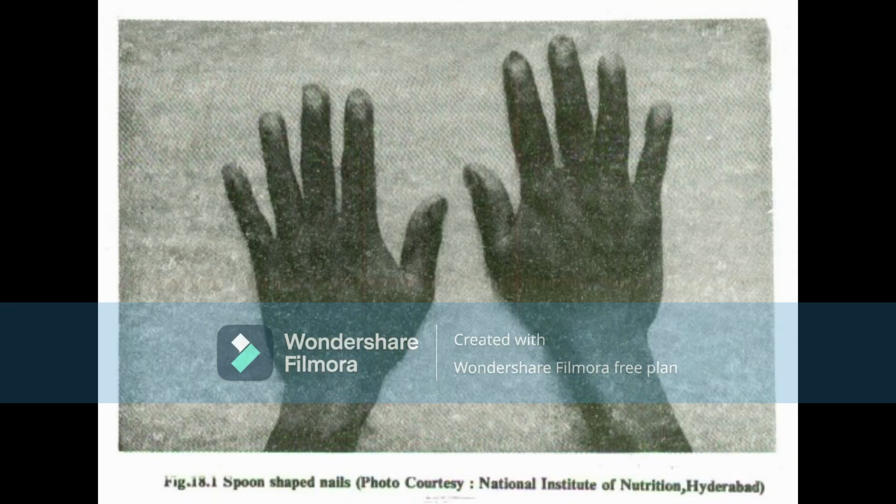Let us learn about each of them in detail. Figure 18.1. Spoon-shaped nails. Look at the screen for table content. A. Dietary inadequacy. Dietary deficit in the body can be due to two reasons: low dietary intake of iron or reduced, low absorption of iron in the body.